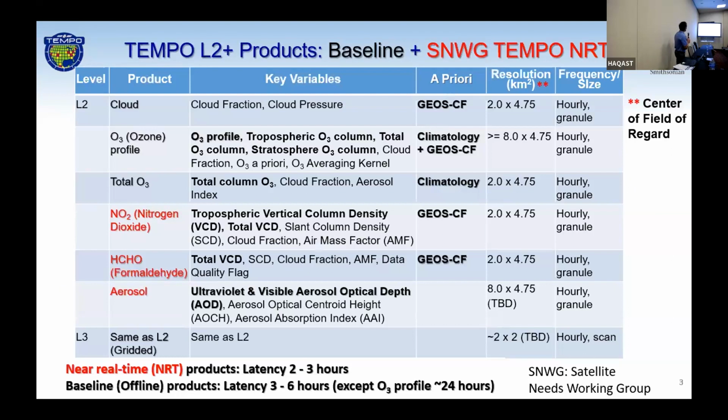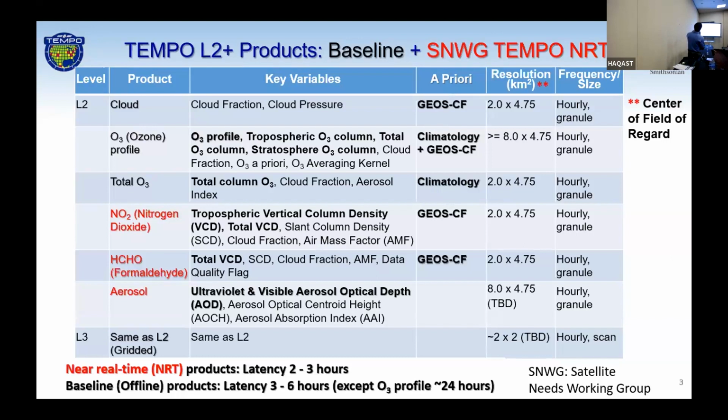All right. So I want to just show, for those who aren't familiar, really briefly here, our list of level 2 products on the plate for Tempo. These are our baseline products, and we have near real-time products that are noted on there as well. We're hoping to get about a 2-hour latency with those near real-time products. So that's the delay, or the time lag, between when Tempo makes its observation and when that data becomes public. Hopefully we'll have about a 2-hour delay there.